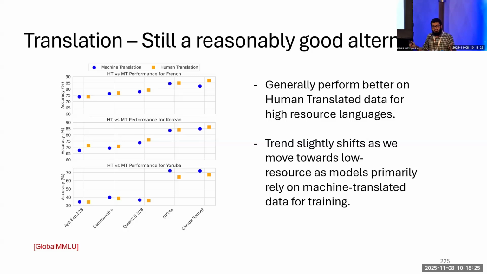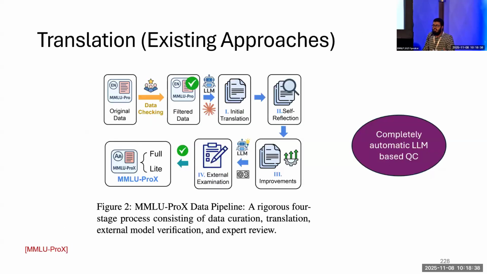The reason for that is, since Yoruba doesn't have too much data present on the web, people typically tend to use translated data for training the models, and that is much better in distribution to the translated benchmarks. Now, some existing approaches on how people have used translation to create benchmarks.